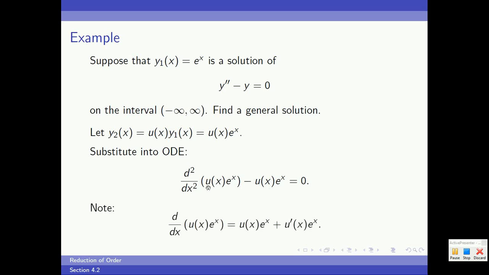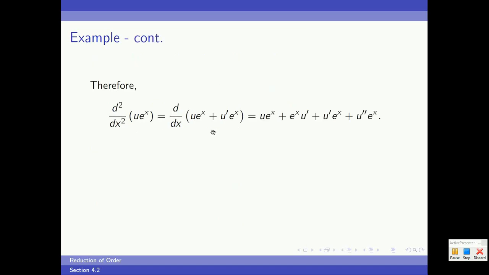So if we take the second derivative of u times e to the x, again we have to use the product rule. So remember the product rule. We're going to have the first times the derivative of the second plus the second times the derivative of the first. So here this is what's going to go in place of this first term. So that is our first derivative, and then for our second derivative, we had to take the derivative again of this.